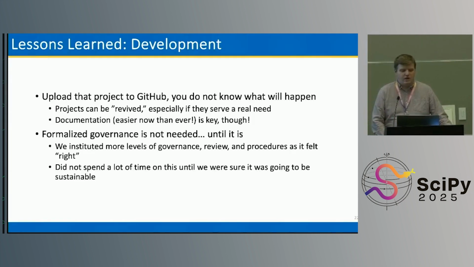Documentation, though, is key. If you don't have documentation, people aren't going to know what to do. I don't go and read code if there's not documentation unless I really need the package. Formalized governance wasn't needed for us until it was. We started instituting more governance as it felt right, and we didn't spend a lot of time on this, frankly, until we were sure we were going to be able to keep up with it, or want to keep up with it.